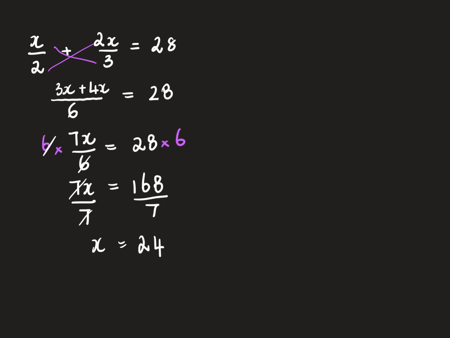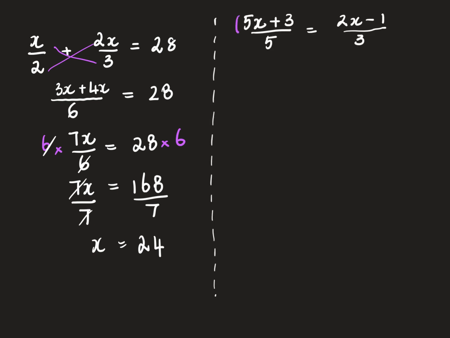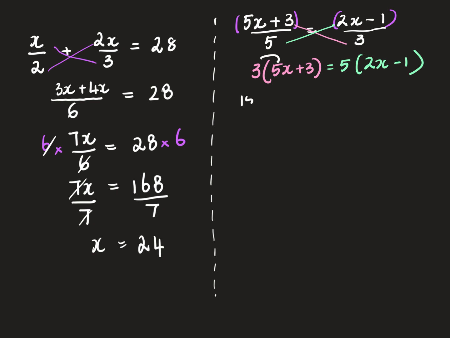How do we do this next type? Here we're going to put brackets around first up. Then we're going to cross multiply. We say that times that. 3 lots of 5x plus 3 is equal to that times that. 5 lots of 2x minus 1. Notice that cross multiplying just makes the brackets go away. What do we do next? Expand.